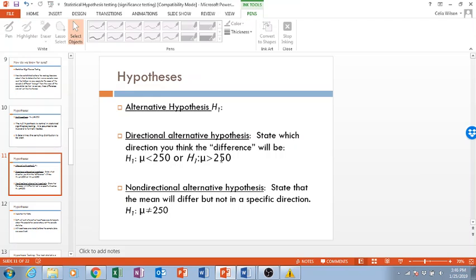That would be directional. Or he could just say, you know what, I think they're performing differently from public school students, but I really don't know what direction that's going to be in. They could be doing better, they could be doing worse. And so it doesn't have a specific direction. It just says, there'll be differences, but I don't know what direction. Okay. So we're always testing the null, but the researcher can have this alternative hypothesis.